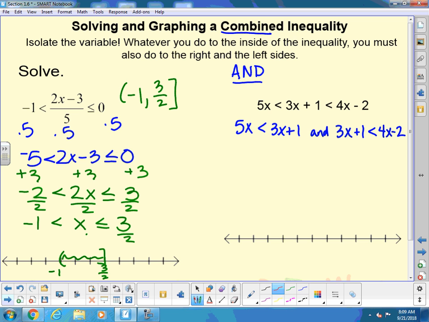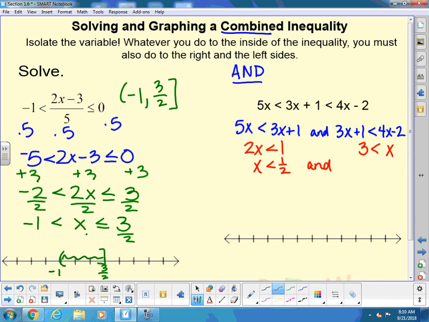On the left one, how do I solve for x? Subtract 3x, so I'd have 2x less than 1, and then divide by 2, x less than 1/2. And over here, I'll subtract 3x over, which just gives me an x, and then I'll add 2, which gives me a 3.